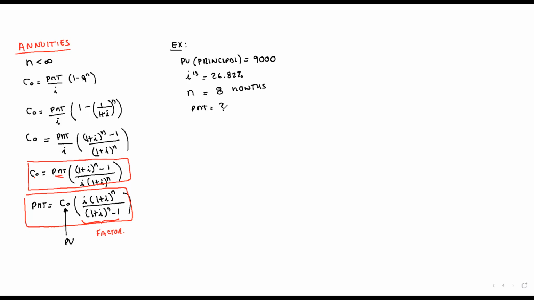First of all, if I'm going to be making monthly payments and I have the annual rate, I need to find my monthly rate. This is simple. Remember, this is compounding interest. So what is the interest rate for 1 month? It's going to be 1.2682 to the power of 1 over 12, minus 1. If you do this, the interest rate per month is going to be more or less 0.02.